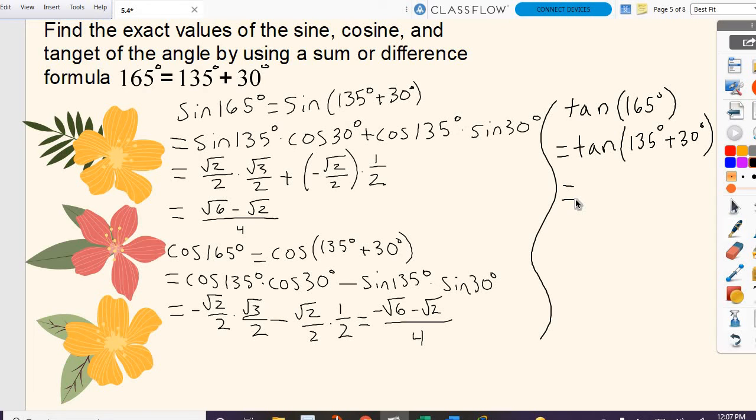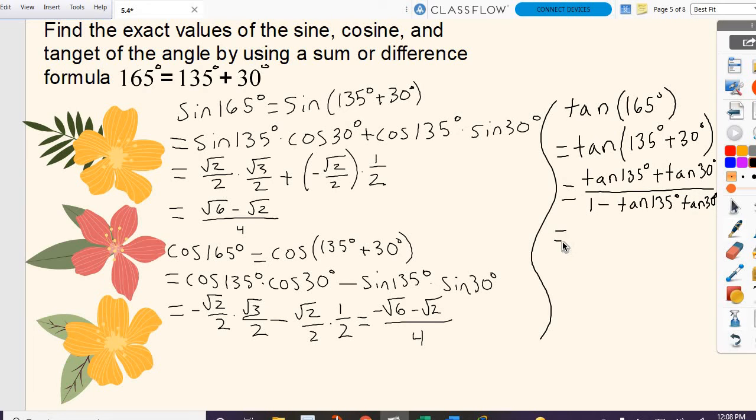So what am I going to have on top? Tangent of u, which is what? 135. Plus tangent of v, which is 30, divided by 1 minus tangent of u times tangent of v.